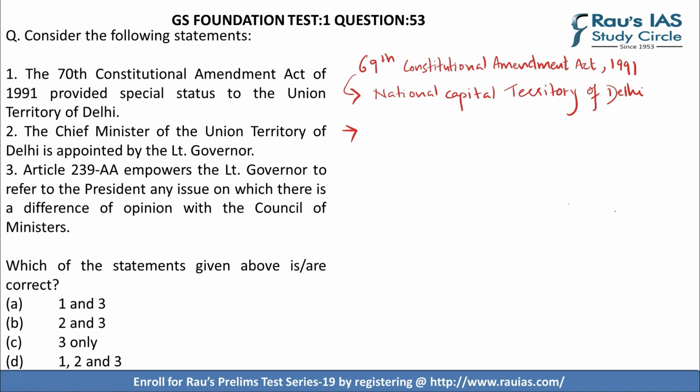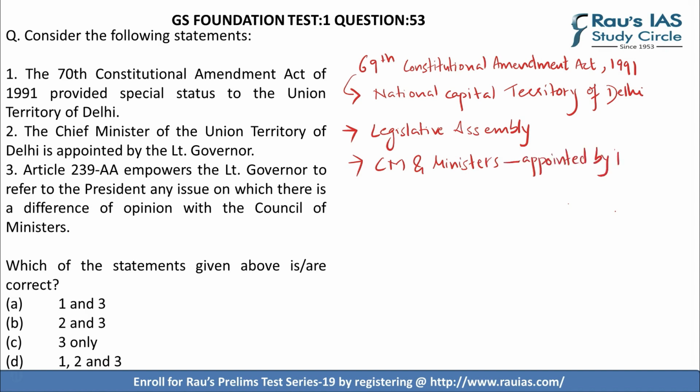This act provided for a legislative assembly for the National Capital Territory of Delhi. Under the act, the Chief Minister and other ministers shall be appointed by the President of India. The Act stated that the executive head of the Delhi would be a Lieutenant Governor. It also said that the Lieutenant Governor would have the power to refer any issue to the President on which the Council of Ministers differ.